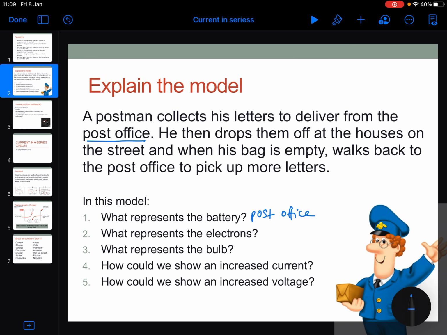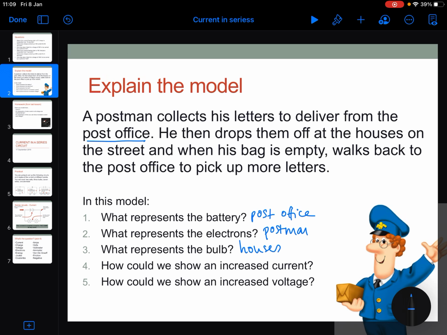Number 2, what represents the electrons? Now remember, electrons go round the circuit, picking up and delivering energy at different places. So hopefully you're happy that the electrons are represented here by the postman, because the postman is the one moving around the circuit, picking up energy or letters at the post office and then dropping them off at the houses. What represents the bulb? The bulb uses the energy, takes the energy from the electrons. So hopefully you're happy that that is the houses, because that is where the postman is dropping off the energy.